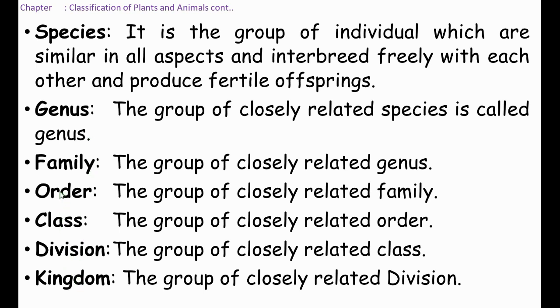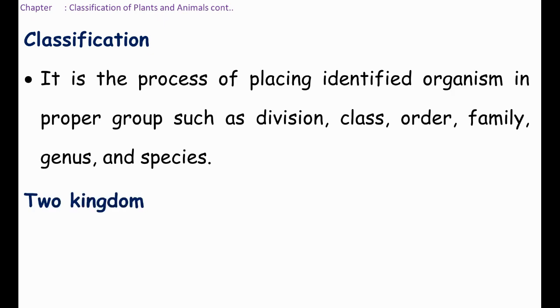Okay, there should be what? Sequence. Understand? Sequence means kingdom, then after division, then after class, then after order, then after family, then after genus, then after species. We cannot write during classification that kingdom, then after order, then after division, then genus, then family. Do not write in such a way. We should write in a rank.